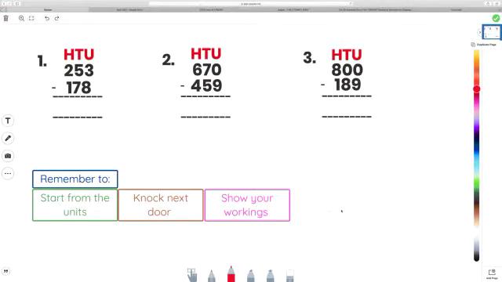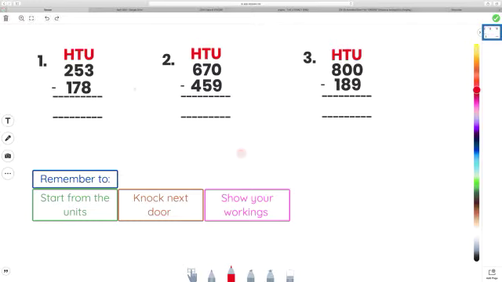Now, the reason I'm showing this again is because as we go through the questions, as we get to number 3, there's a couple of things that we need to remember which some of us are forgetting when we subtract, so we're going to look at that today. First of all, we're going to have a quick look at our remember twos. Remember to start from the units, knock next door, and to show your workings. I'm going to do all of that in this session today.